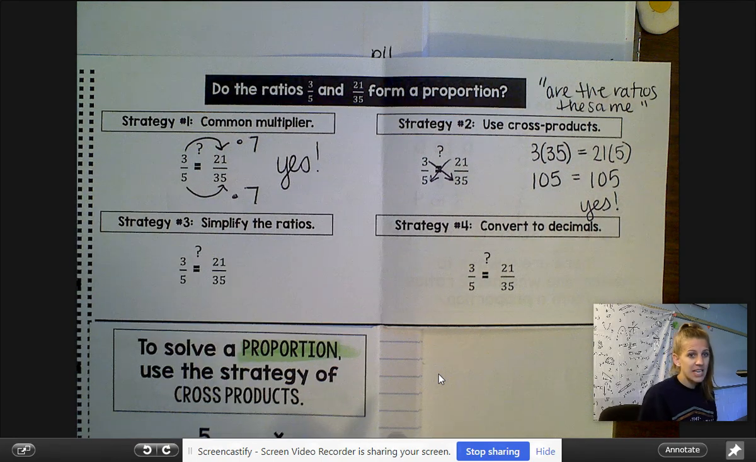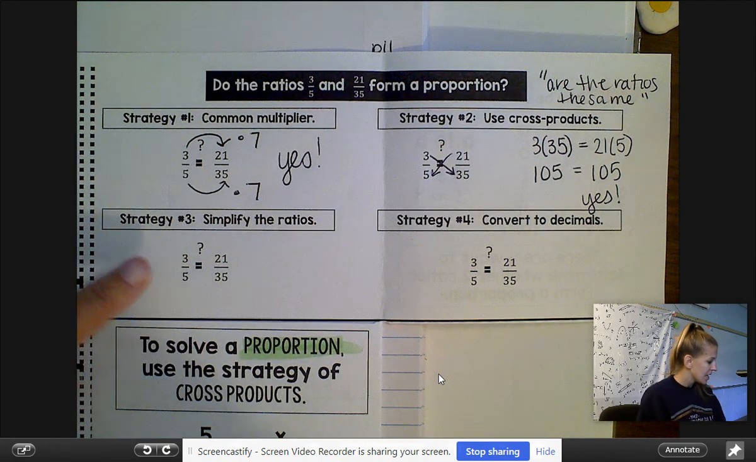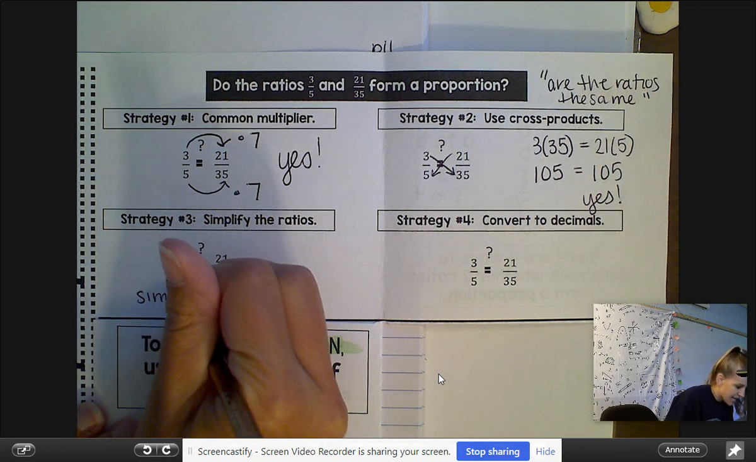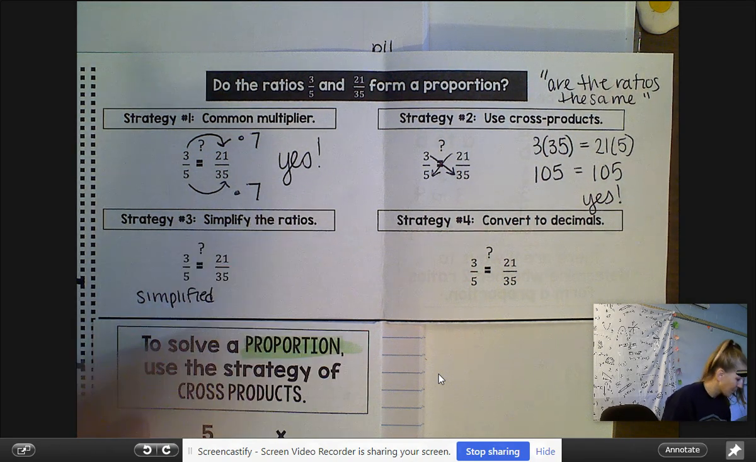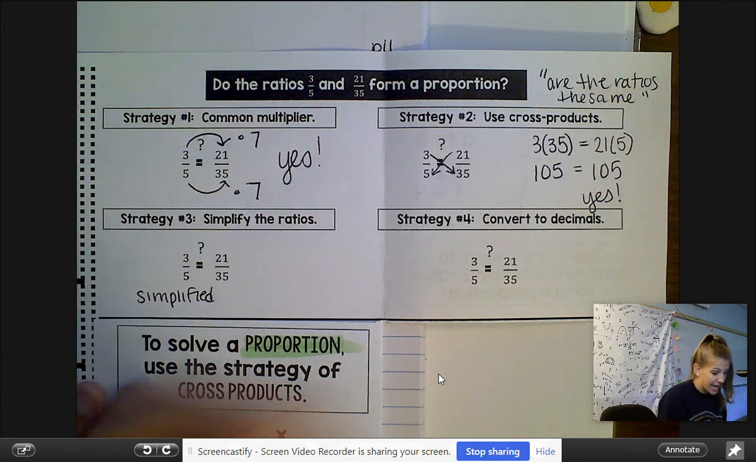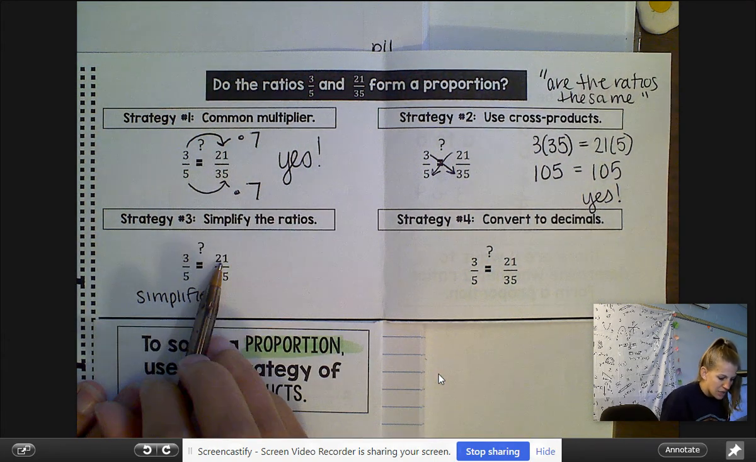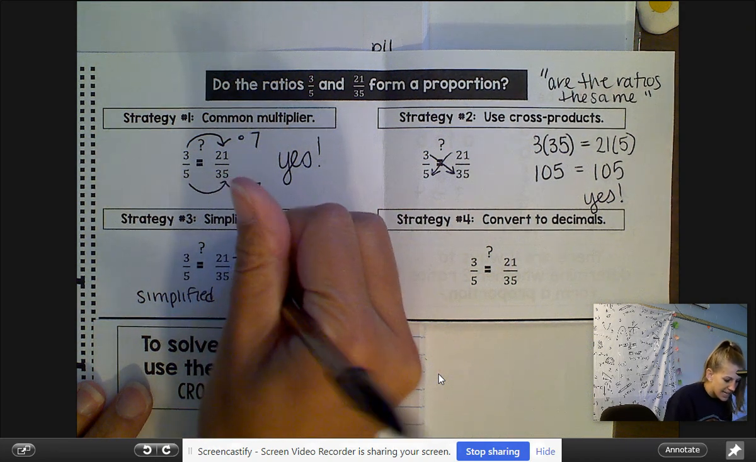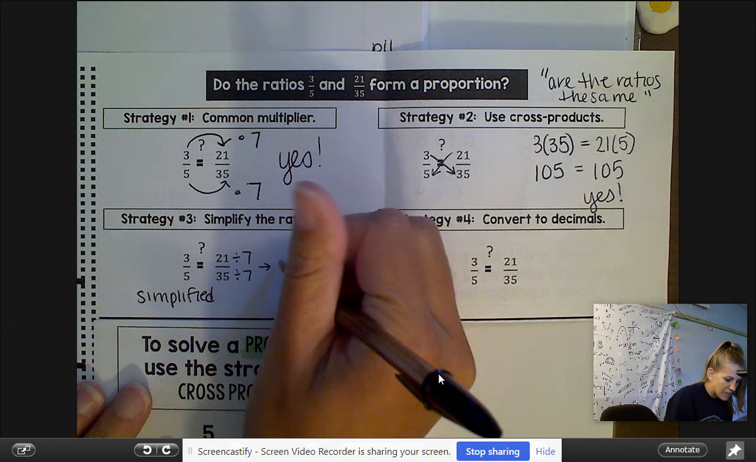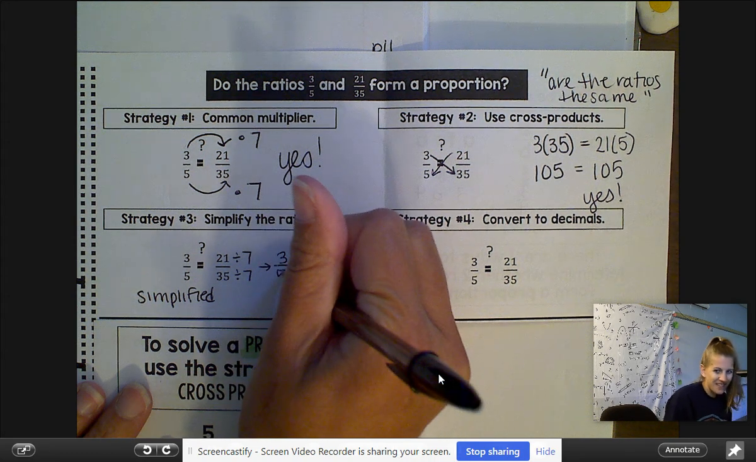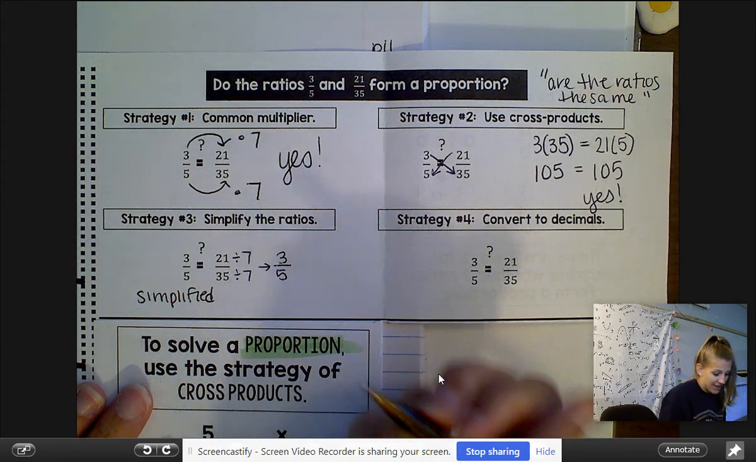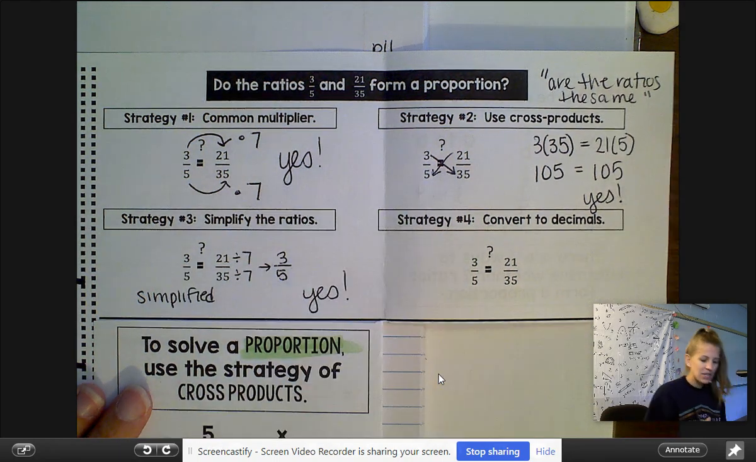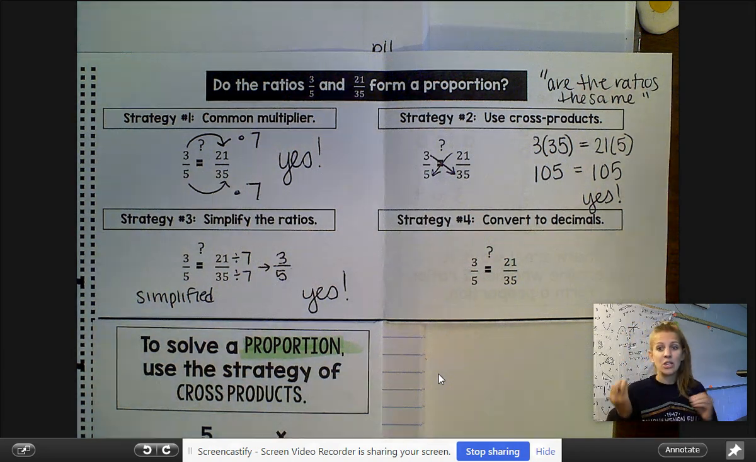Okay, another way to do this is we can simplify the ratios. On this side, 3 over 5 is already simplified. I cannot simplify anymore. But on the other side, I can simplify because 21 and 35 have a common factor of 7. So I can divide 7 out of each, which gives me 3 over 5. And so now I can see that once I've simplified, these two sides are the same. So yes, we have a proportion. The ratios are the same.